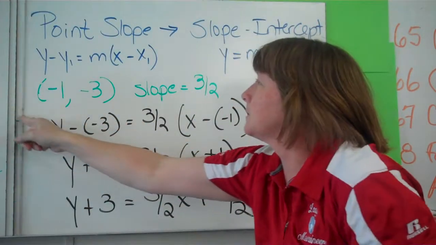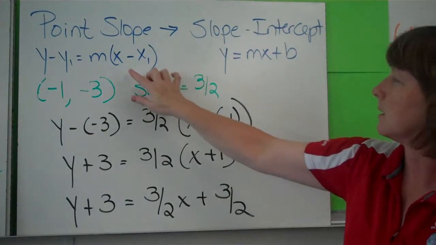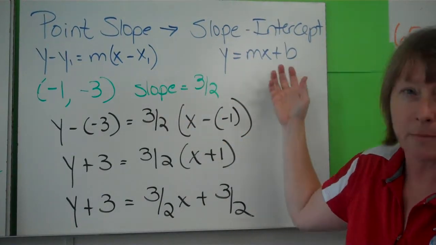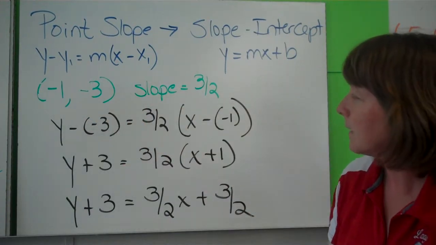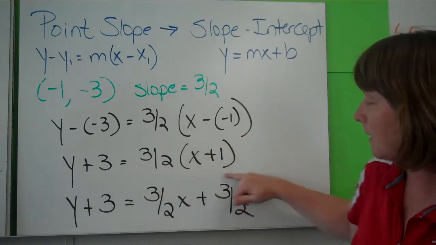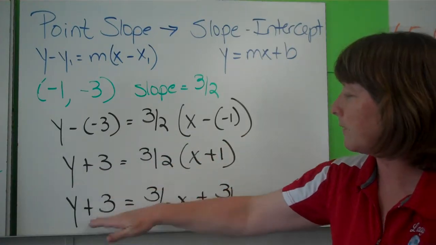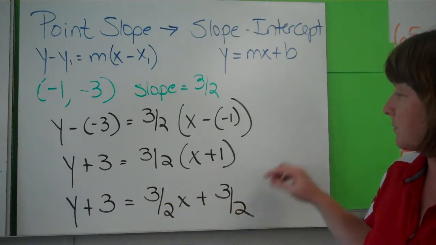They can also ask you to take the point-slope form and turn it into the slope-intercept form. Here are our two forms. If you need to go back and watch videos, you can do that. So they give us 2 points. We first set it up in our point-slope form. Clean it up. Okay, so now you have y plus 3 equals 3/2 x plus 3/2.